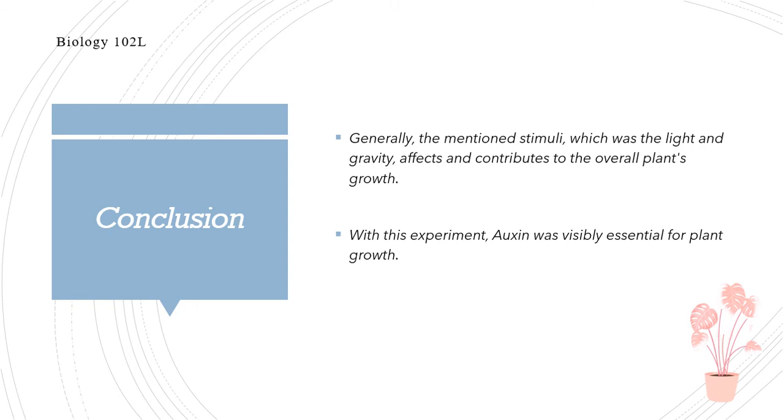Generally, the mentioned stimuli, which were light and gravity, affect and contribute to the overall plant's growth. It was observable that in phototropism, plants grow towards the stimulus, which is the light, whilst in geotropism, the growth of the roots was affected by gravity. This exhibits positive gravitropism, which grows in accordance.